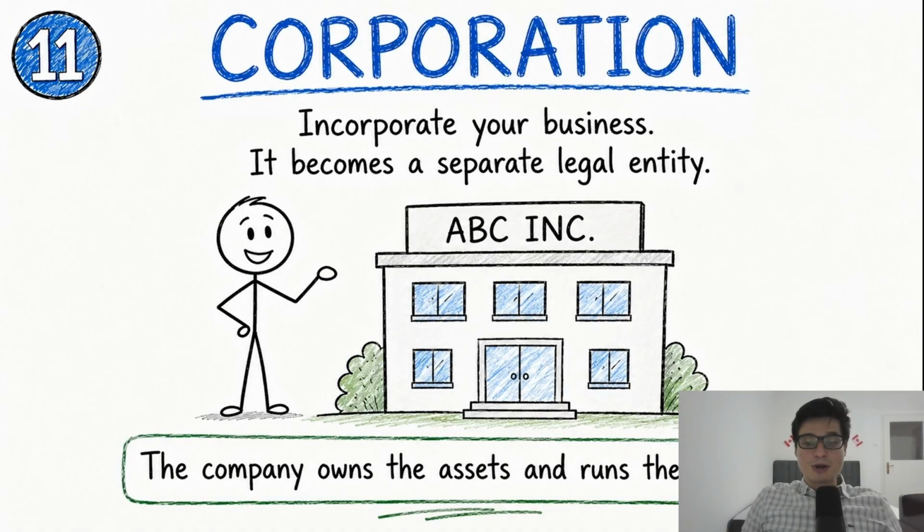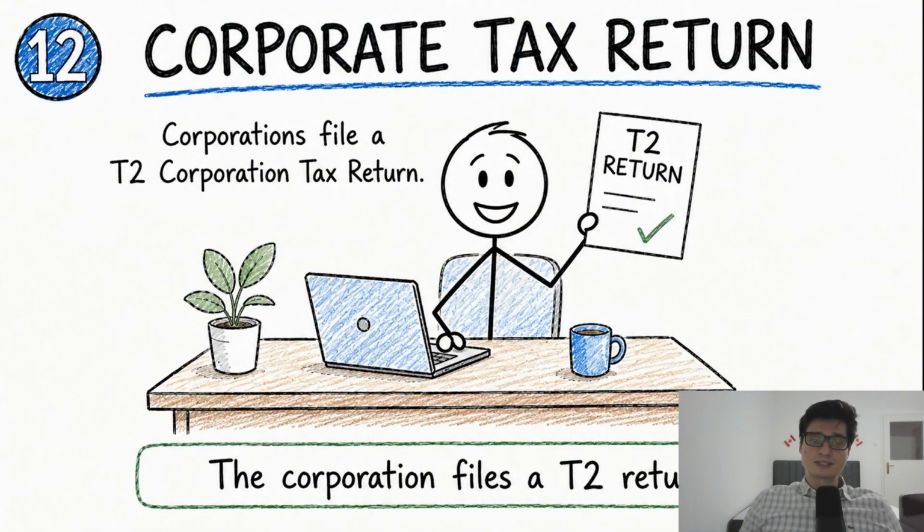Corporations. Obviously, if you want to be a separate legal entity and you don't want to take the risk of a sole proprietor, you incorporate. Now the company owns assets and runs the business. You own shares of the corporation. In this case, you own ABC Inc. On top of this, you have a separate corporation filing return. So you have a T2. It's called an income tax return for the corporation.